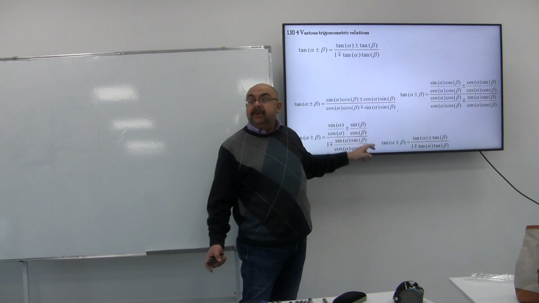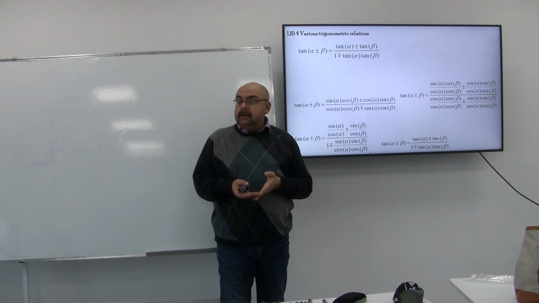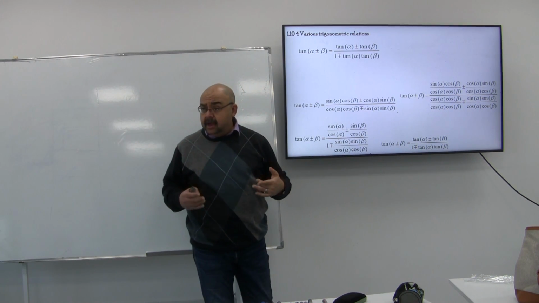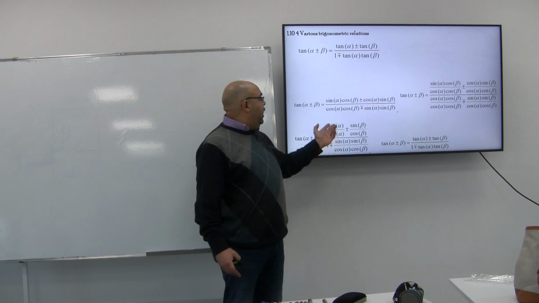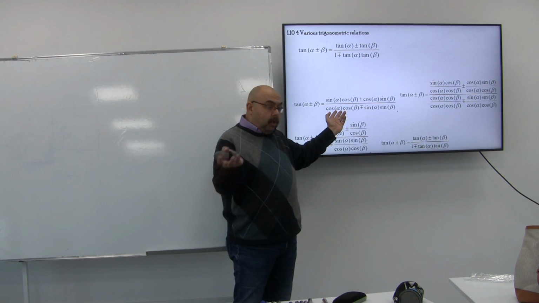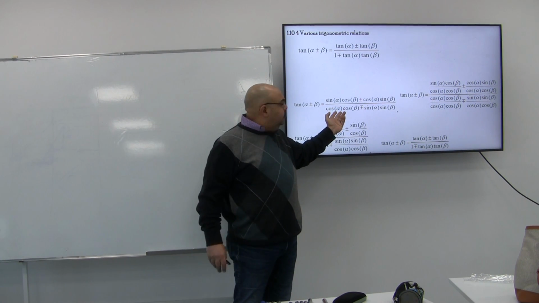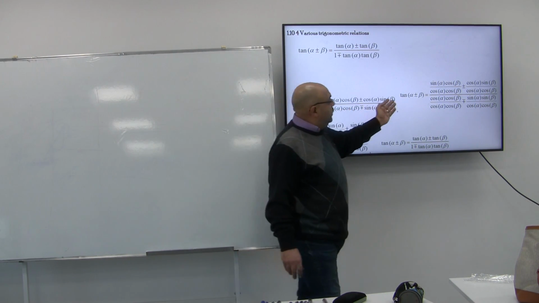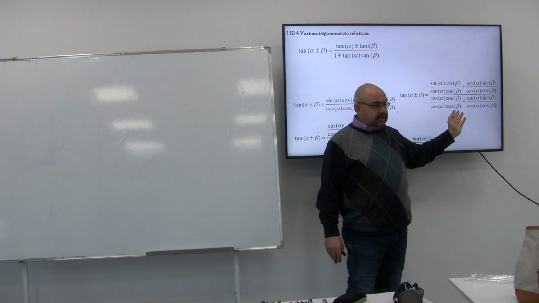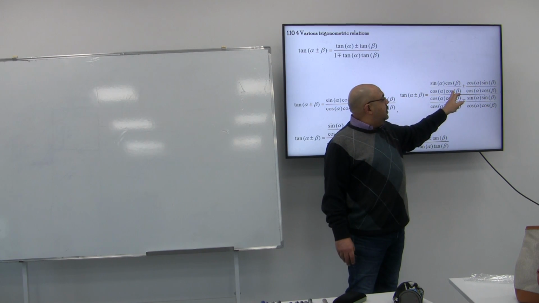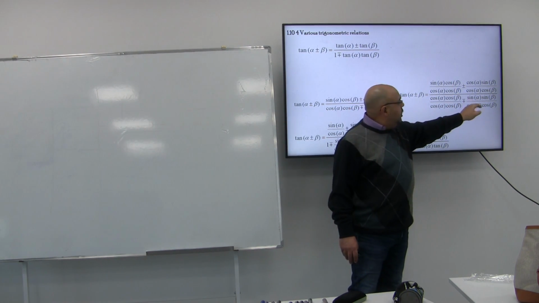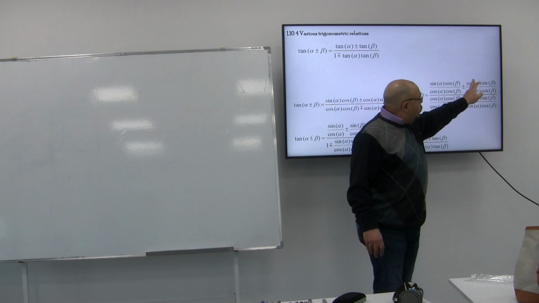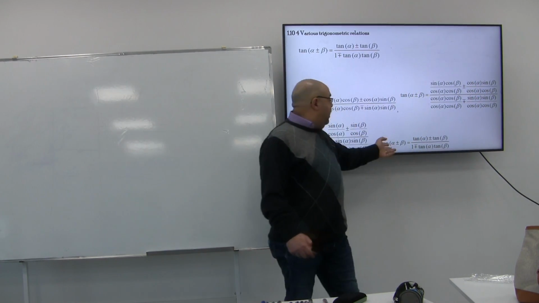Why? Because I want to see tan. I have sines, so if I divide by a cosine, I would see tan. This is why I choose to divide both numerator and denominator by cosine alpha cosine beta. And it will give you this shape. Just remaining to cancel the cosine betas together. Here I will cancel the cosine alpha, and you will end up having your proof.